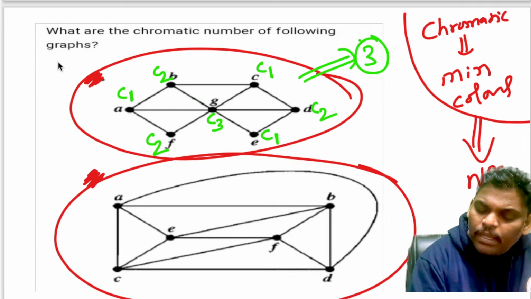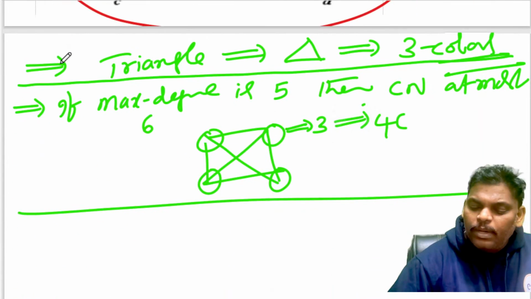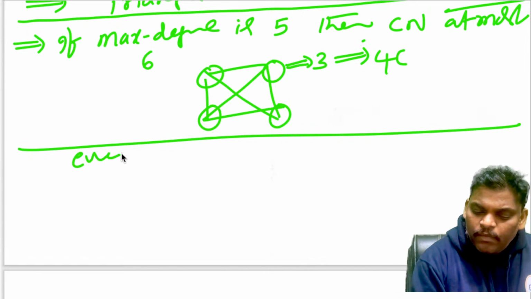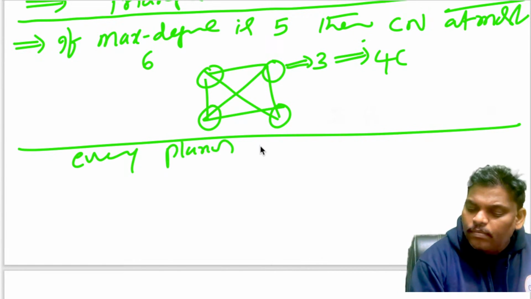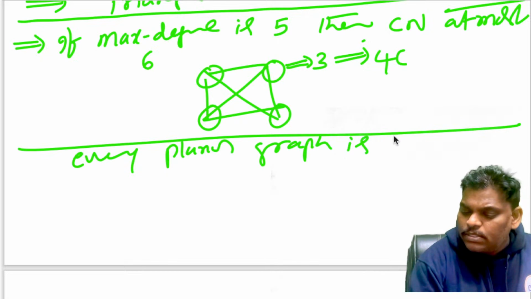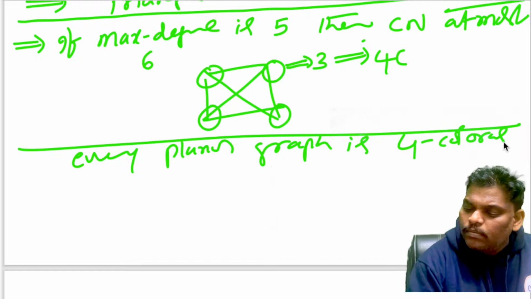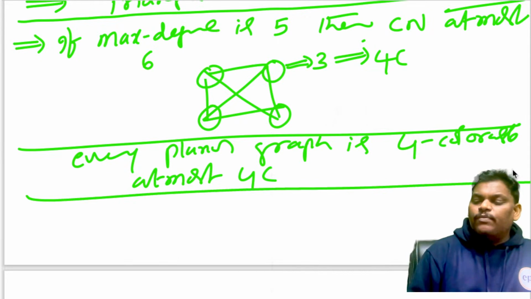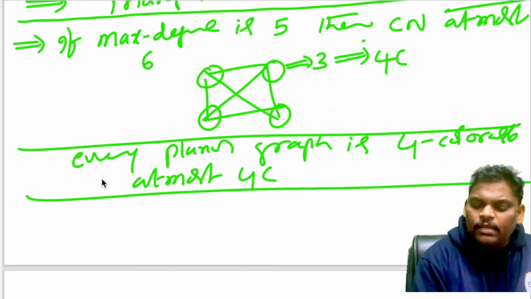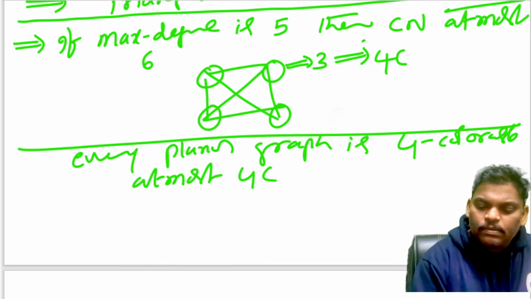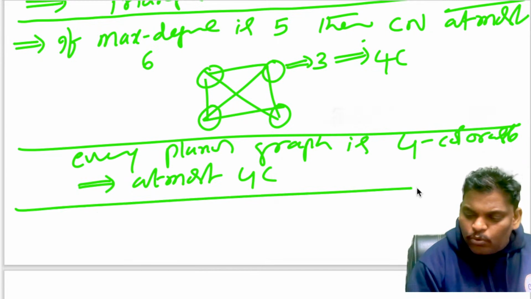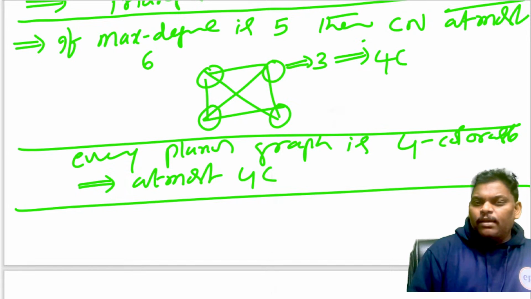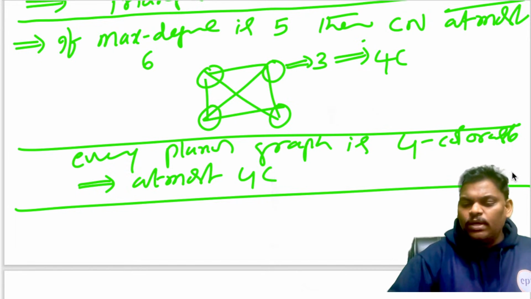Every planar graph is 4 colorable. Means if the given graph is a planar graph, every planar graph is 4 colorable. That means at most 4 colors.